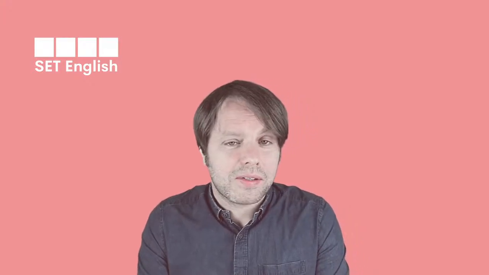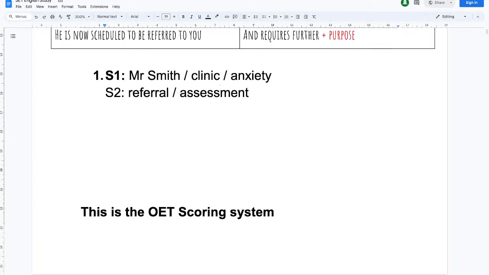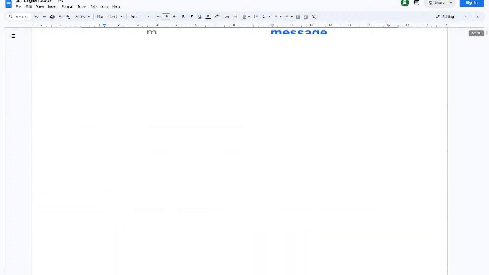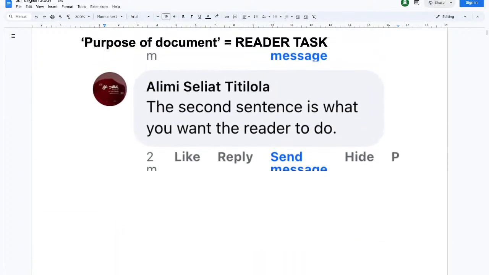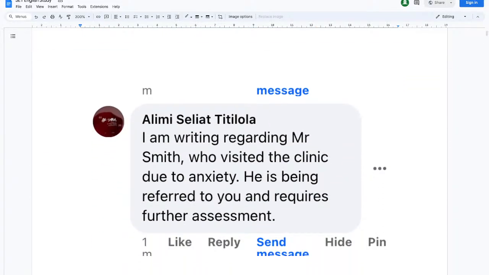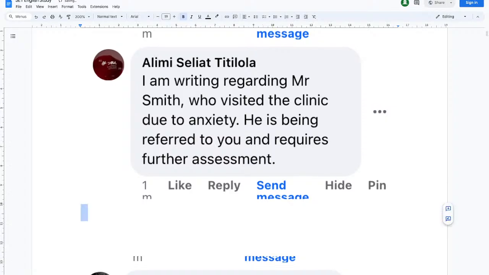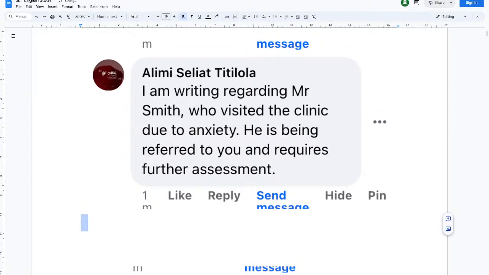Okay? Now guys, let me show you who has sent in some really beautiful writing. So let me just show you this, guys. I'm going to zoom down. Oops. And we have here, somewhere, sorry about this, 1 second, not this one. Here we go. So Alima, thank you for a great paragraph, Alima. So let me read this for you. I'm writing regarding Mr. Smith who visited the clinic due to anxiety. So sentence 1, corrections.